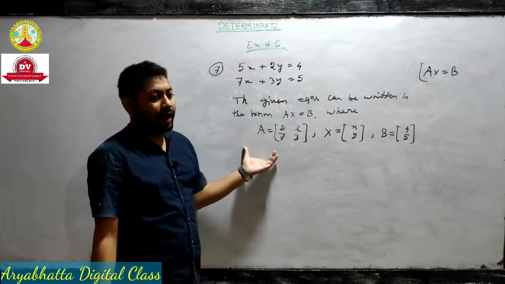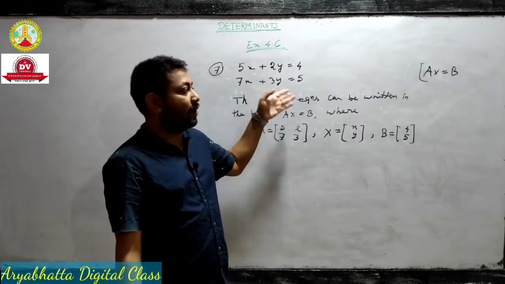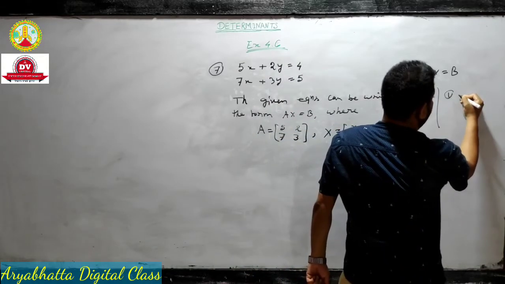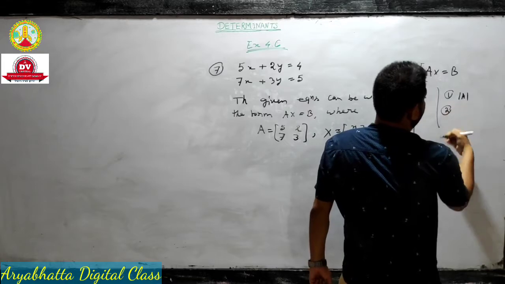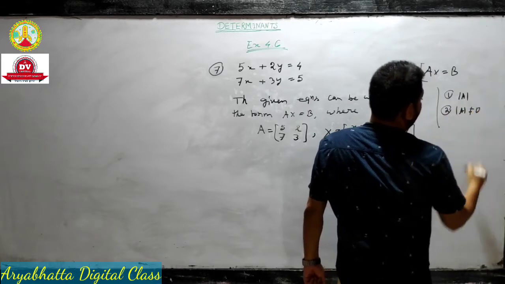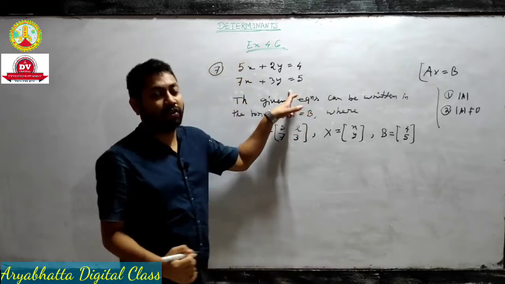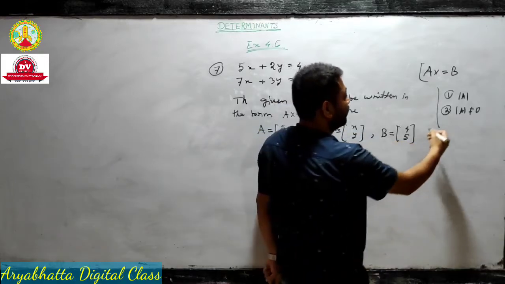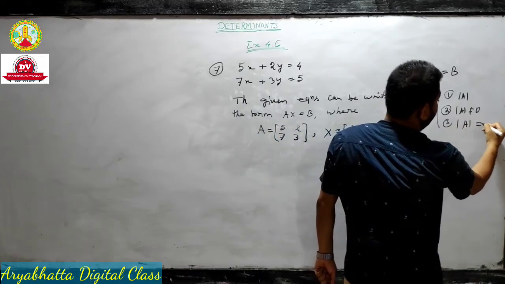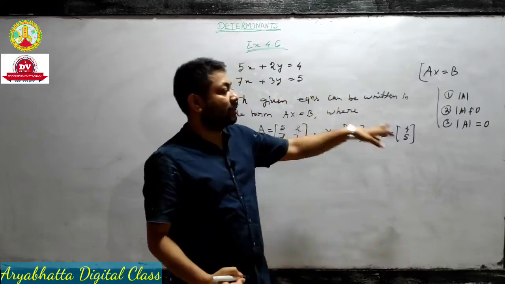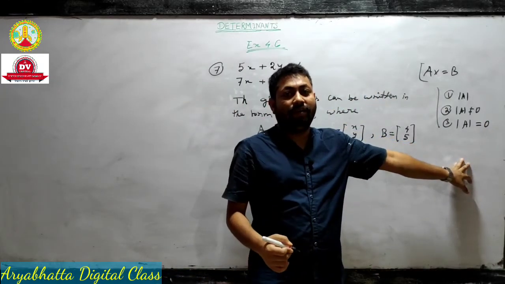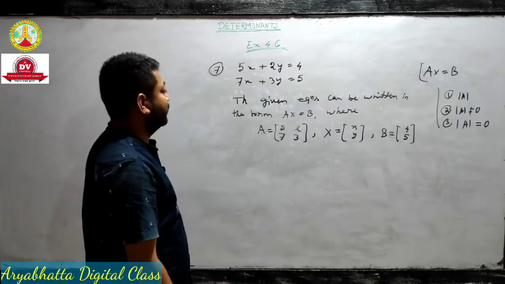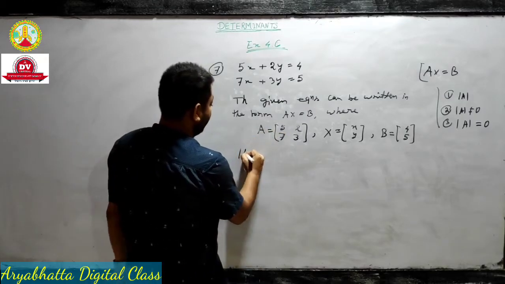We know that to solve a system of linear equations, first step, we will find the determinant of A. Next step, if determinant of A is not equal to 0, then the system of linear equations is consistent and it has a unique solution. Third step, if determinant of A is equal to 0, then the system of linear equations is inconsistent and then the system of linear equations has no solution or does not exist. Therefore, first we will find the determinant of A.